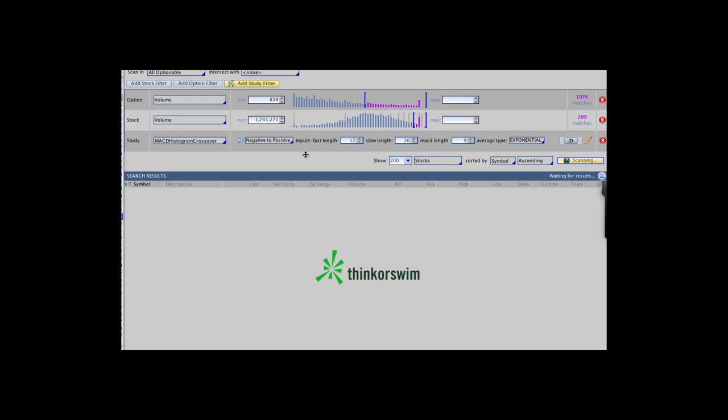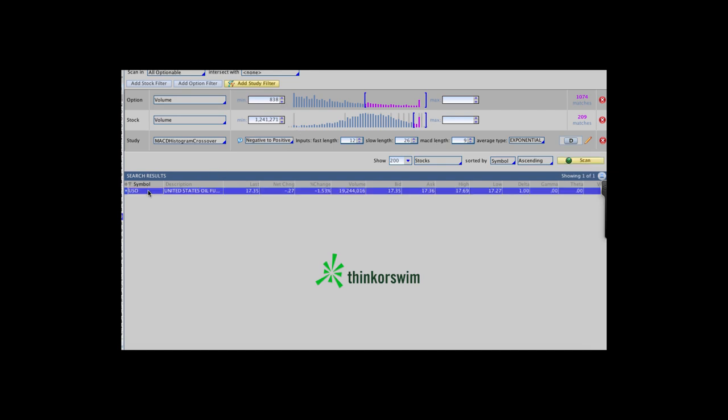And that will pull up all the stocks with options that are tradable that we can do that have a MACD crossover from a low point to a high point. And you can see the first one on the list here is USO. This is pretty interesting. Or the only one on the list, which is pretty cool because now it's narrowed it down even more.